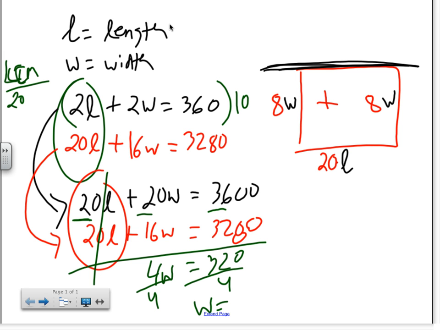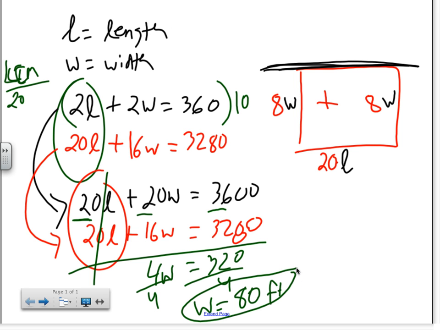Okay, so what's your final answer? 80. 80 what? Feet. See, notice that I have to look back at my definition of W, right? Just to figure out, wait, is W width in dollars or width in feet? Okay, it's 80 feet in the width.